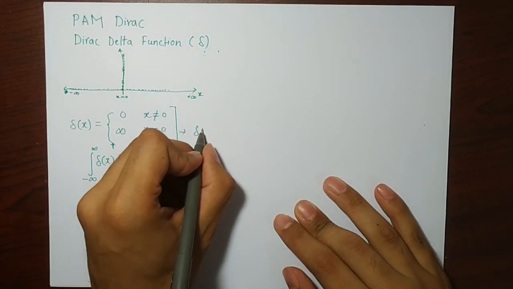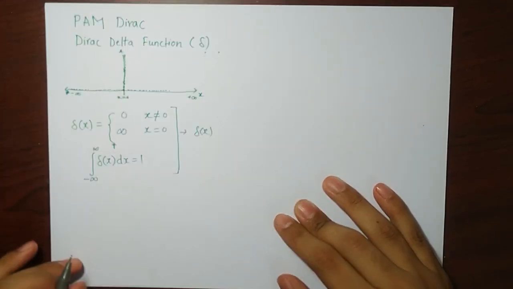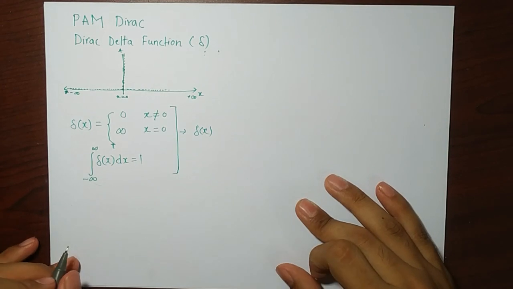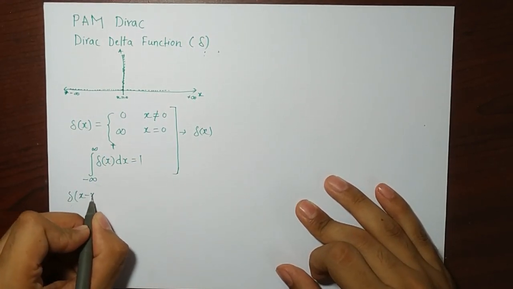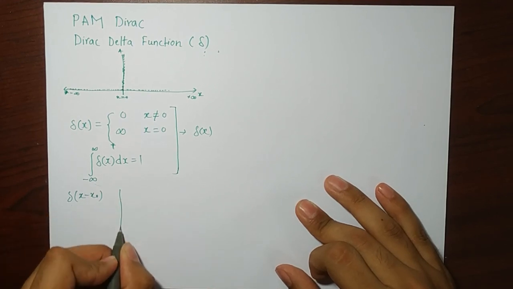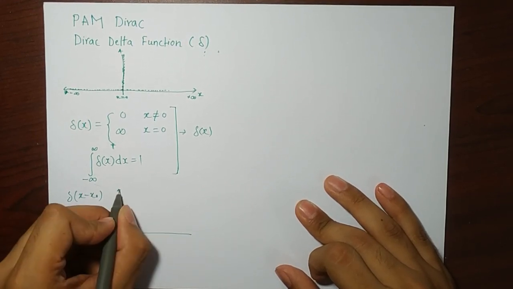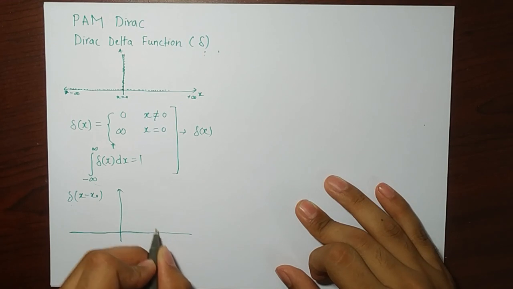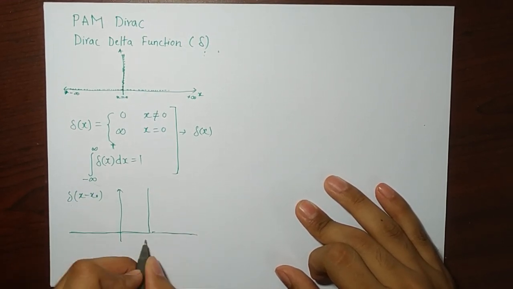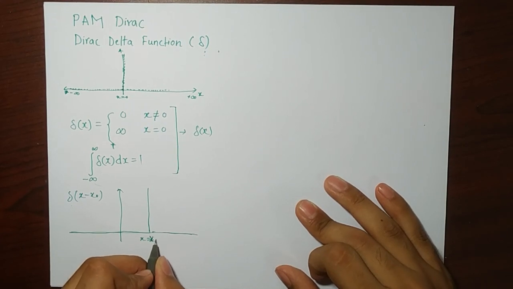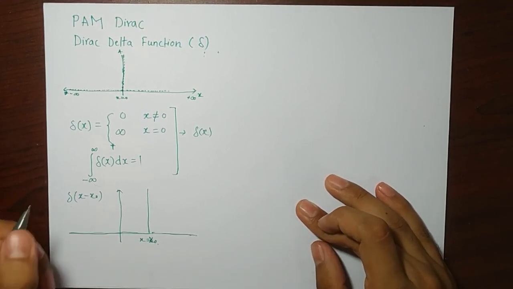So there are again a lot of variations. If you have delta of x minus x naught, then there would be a sudden increase here, and it is 0 elsewhere, with the spike at x equals x naught. Fine.